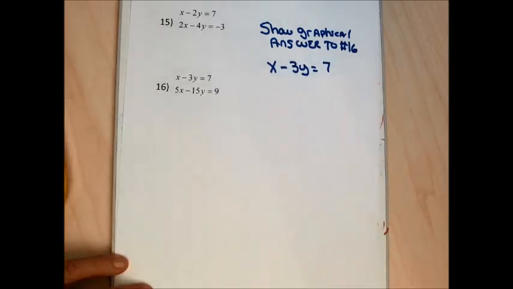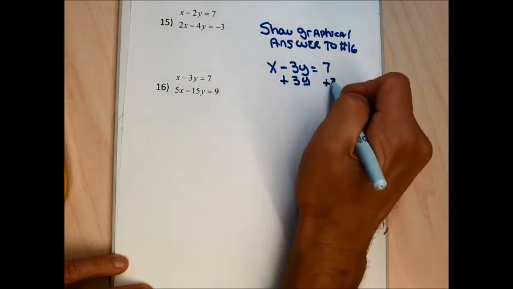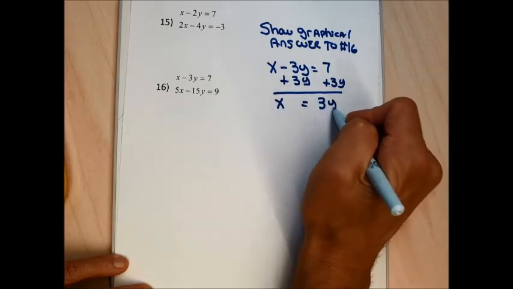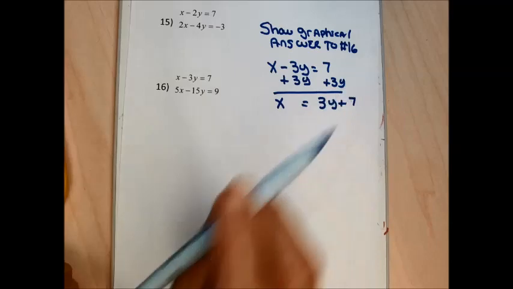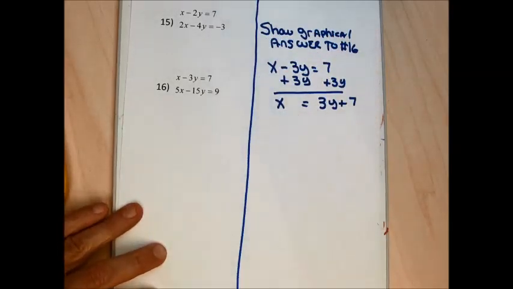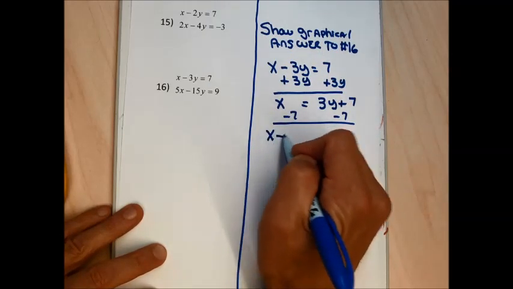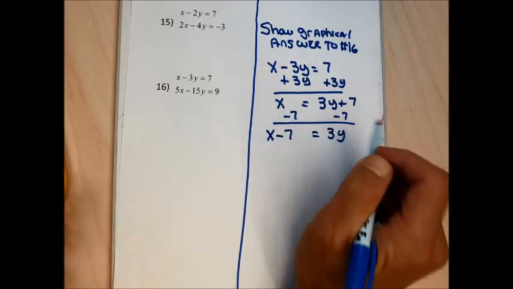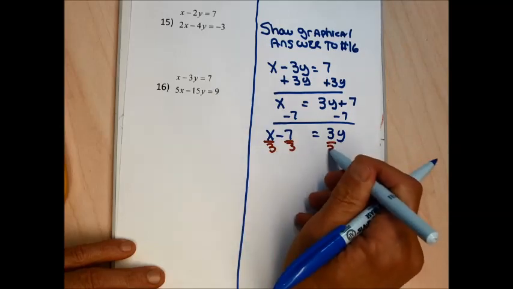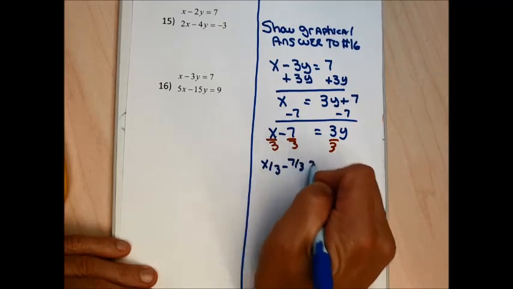To do a graphical answer, I have to solve each equation for y. So I'm going to take the top equation and solve it for y. I'm going to get the y to be positive and add 3y to both sides. You don't have to do this, but I'm just trying to help you understand what our algebra is telling us once we get into the algebra. This is not actually the way to solve this problem, but I think it'll help. So I'm solving the top equation for y, and I get x over 3 minus 7 over 3 equals y.